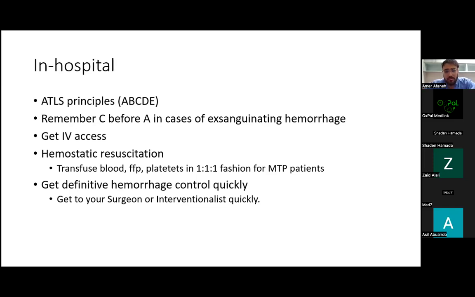And then, of course, equally as important, maybe more important, is getting definitive hemorrhage control quickly. If you have interventional radiology, let's say it's a bad pelvic injury with extravasation on a CT scan, getting them to someone that can embolize that bleeding in the pelvis. If that's not available, getting them to a surgeon that can, let's say, pack the pelvis or take out the spleen or fix the blood vessel or whatever is injured that's causing the patient to hemorrhage massively.